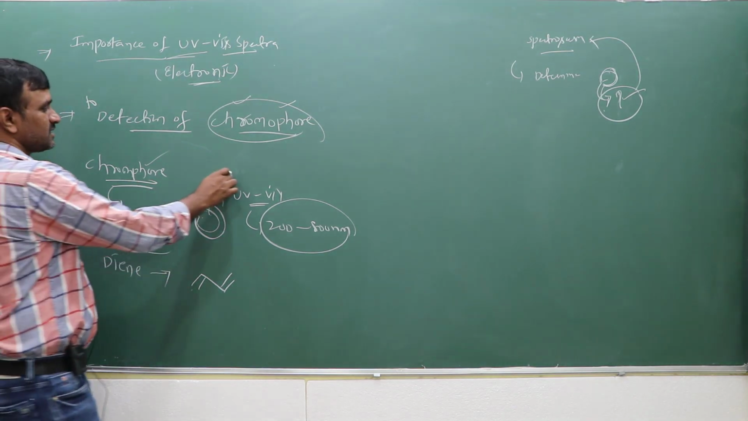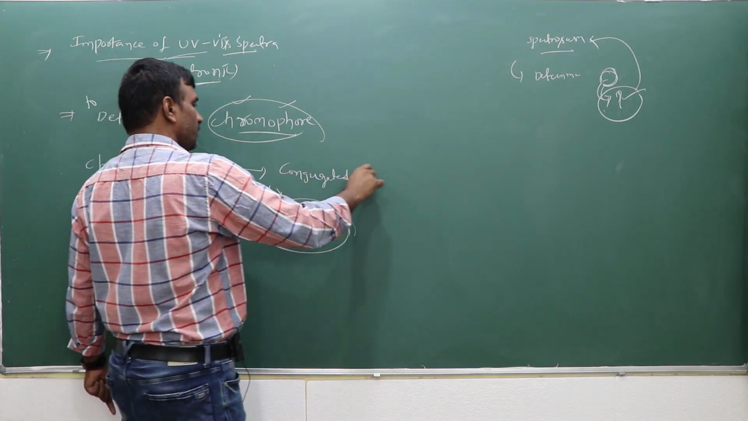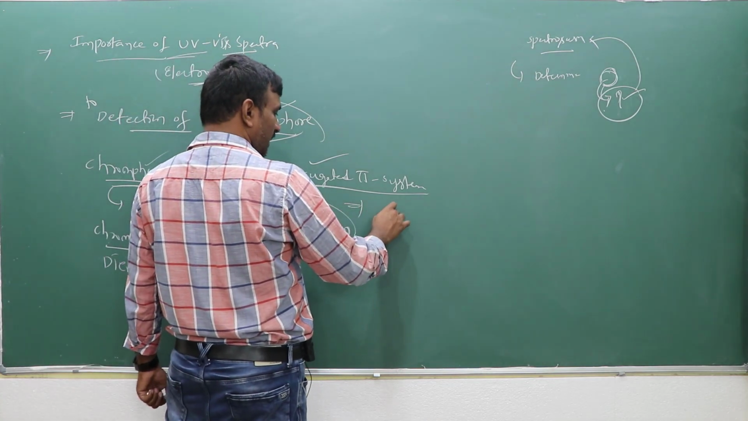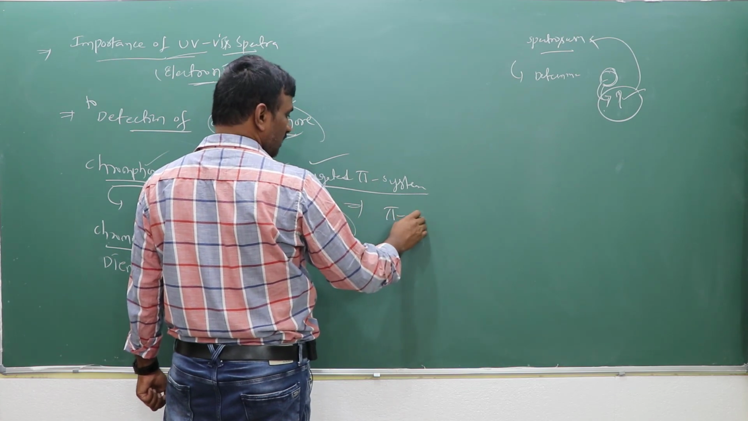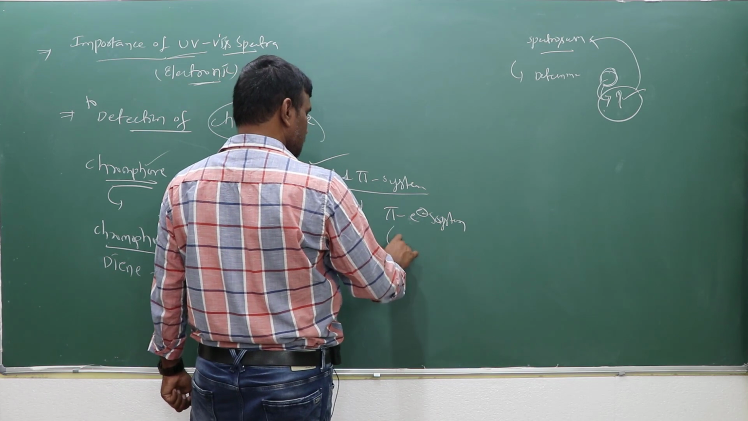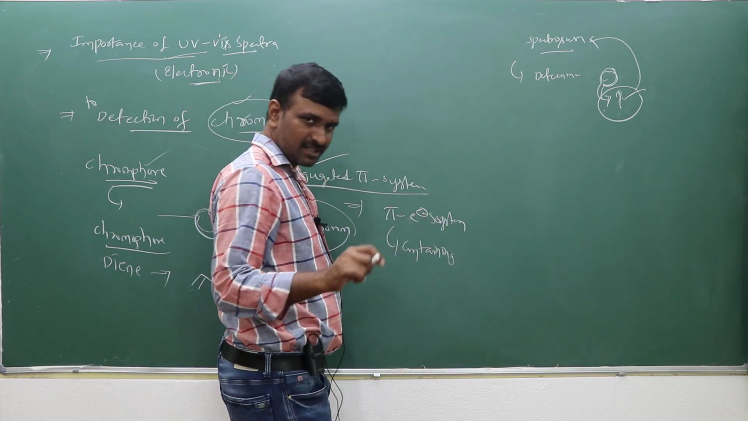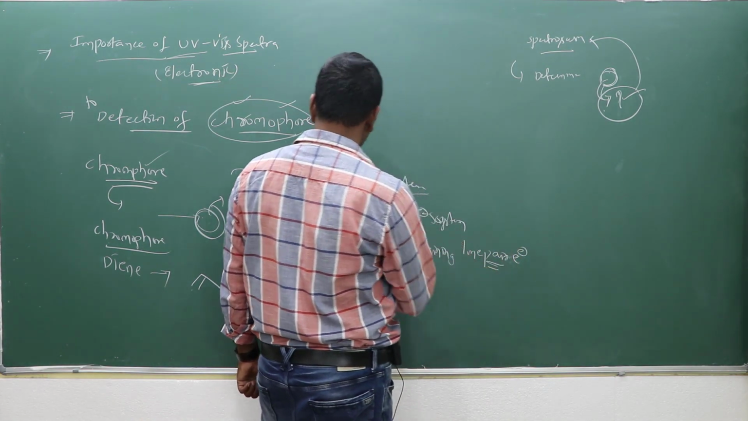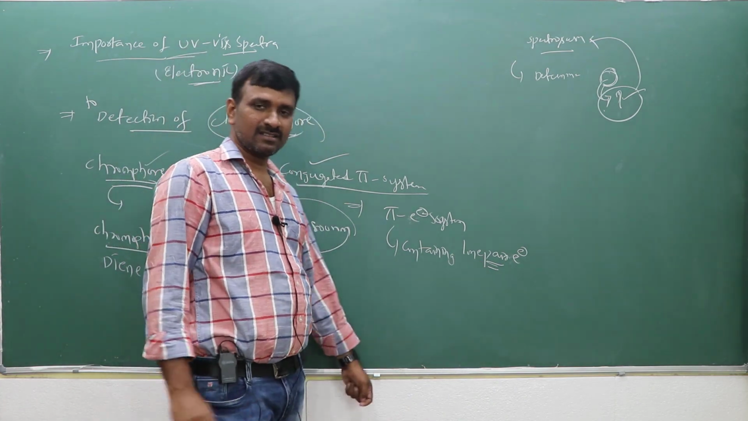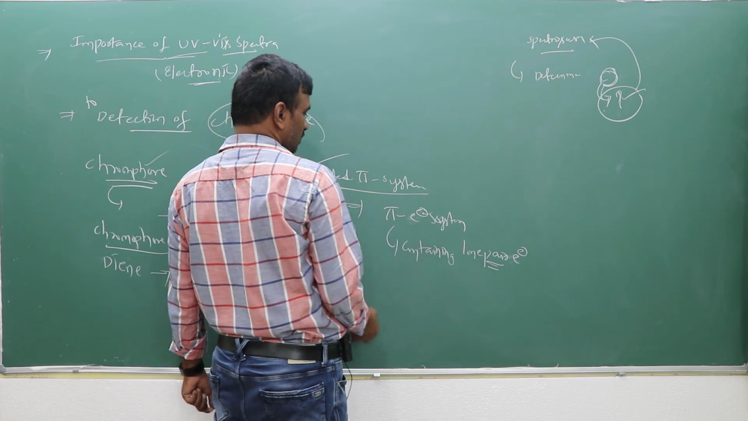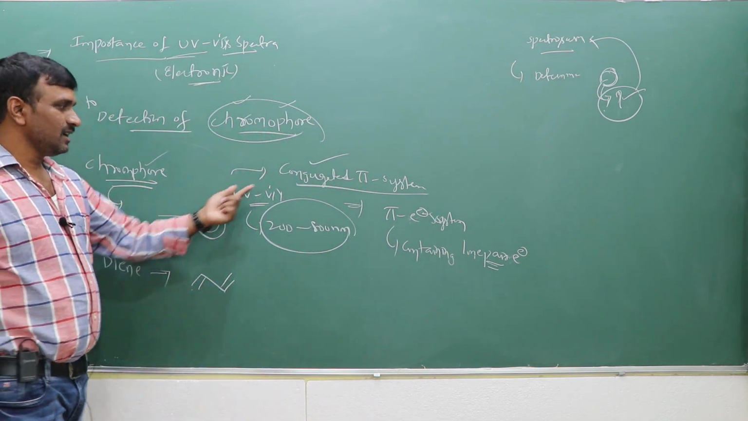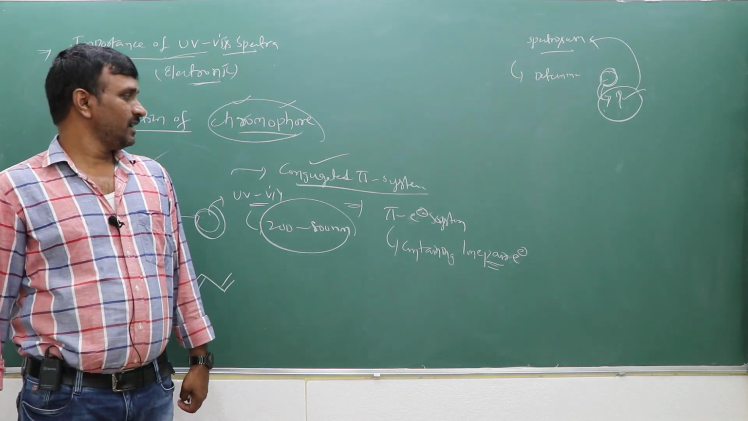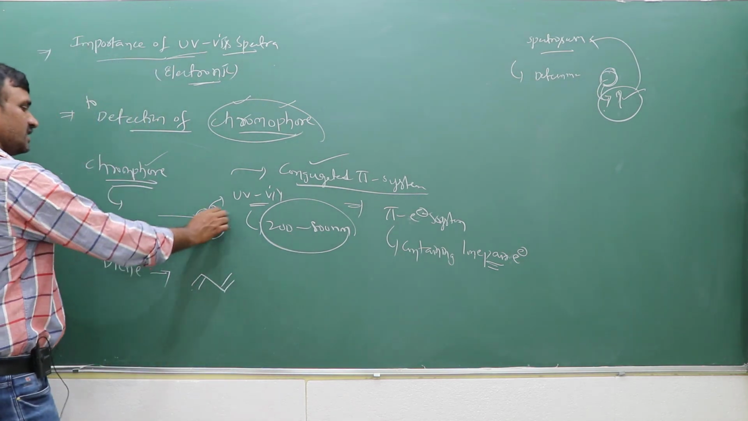Which are the conjugated chromophores? Conjugated pi systems, pi electron systems, or double bond or pi electron systems containing lone pair of electrons, act as chromophores, because those systems are capable of absorbing 200 to 800 nanometer radiation. A saturated molecule is not a chromophore because it is not capable of absorbing this radiation. So whatever is capable of absorbing this radiation is considered a chromophore.